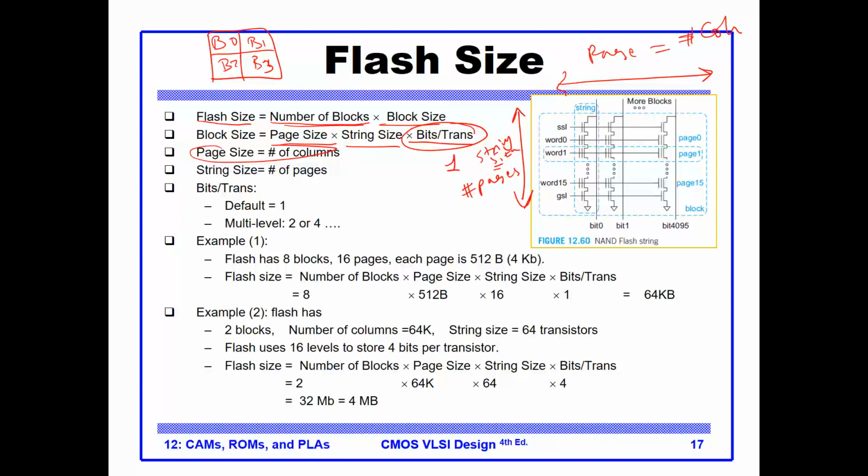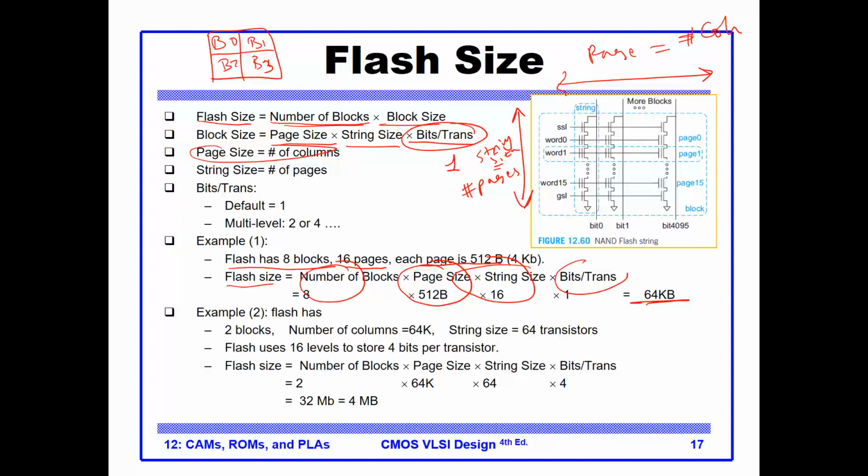Now, here's an example. You have a flash of 8 blocks. Every block has 16 pages. Each page has 512 bytes or 4K bits. So the flash size equals the number of blocks times the page size times the string size times bits per transistor, which is 1, and that leaves you with 64K bytes.